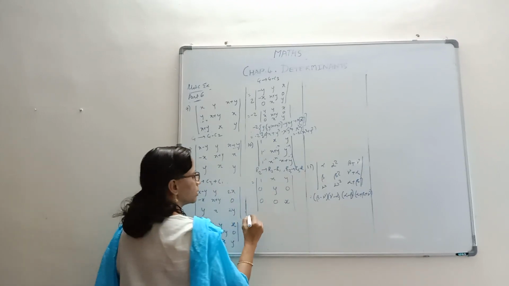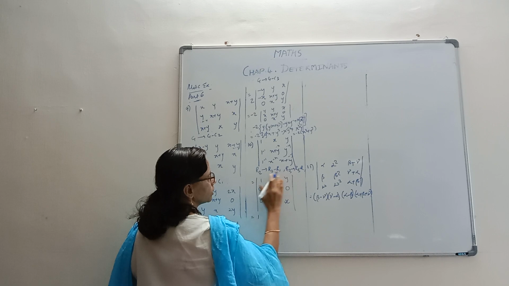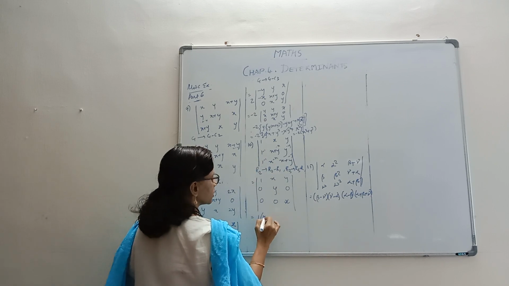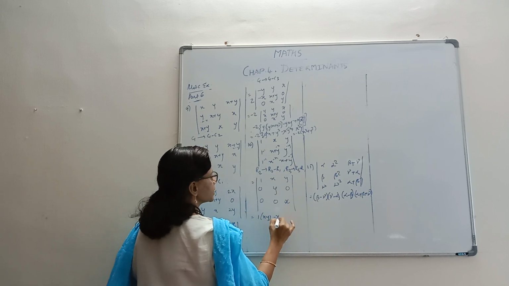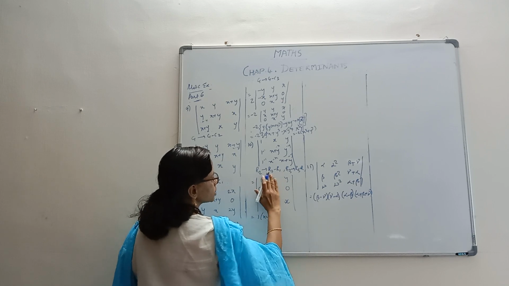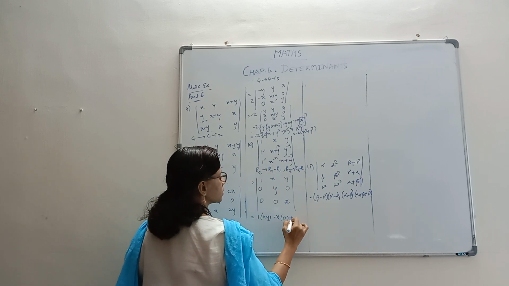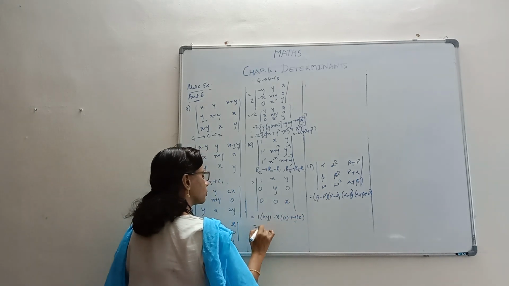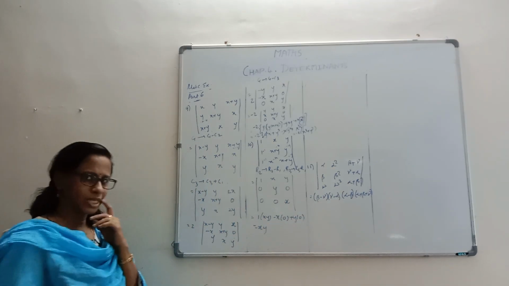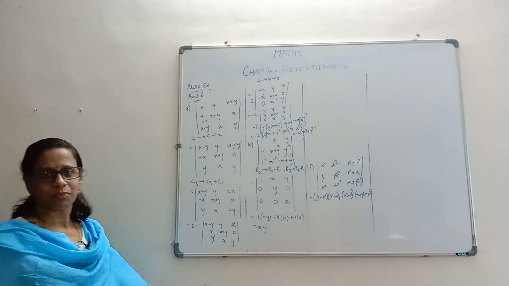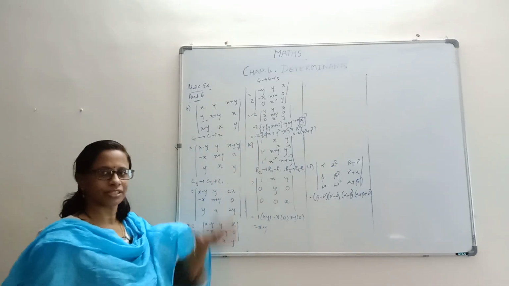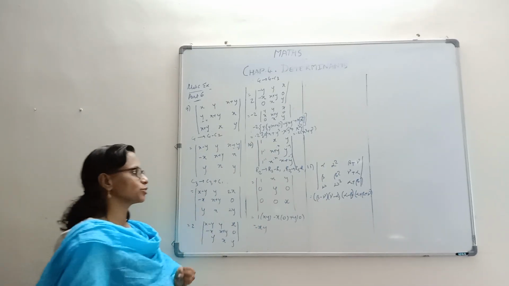So let's expand. 1 times this, it will be xy. Then this entry, minus x times 0, y times 0. So leftover term is xy. That's all. That's the answer. No? xy. It expands as xy. That one was a blessing for us. It came up like too good.